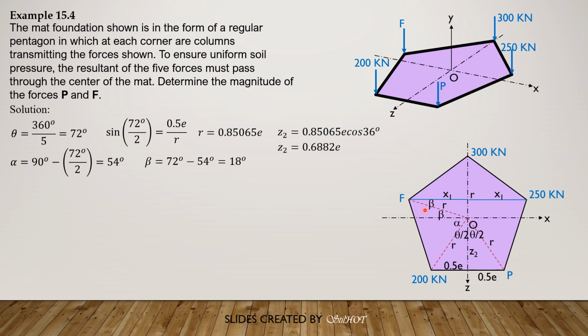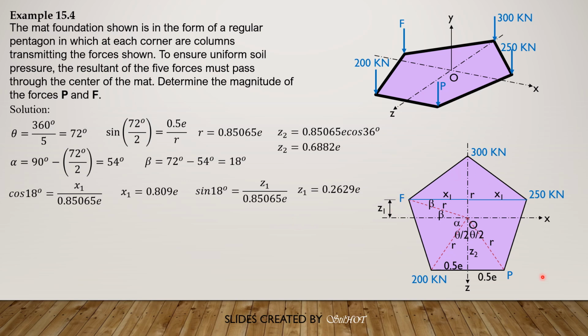So from the figure, cosine of beta is x1 over R. Cosine of beta equals x1 over R, and R is 0.85065 of E. So x1 is now equal to 0.809 of E. So take note, they are equal in terms of E. So lastly, we compute this distance. Let's call this distance z sub 1 because there is already z sub 2. Then to solve for z sub 1, sine of beta equals z sub 1 over R. Sine of 18 equals z sub 1 over 0.85065 of E. So z1 in terms of E is 0.2629 of E.